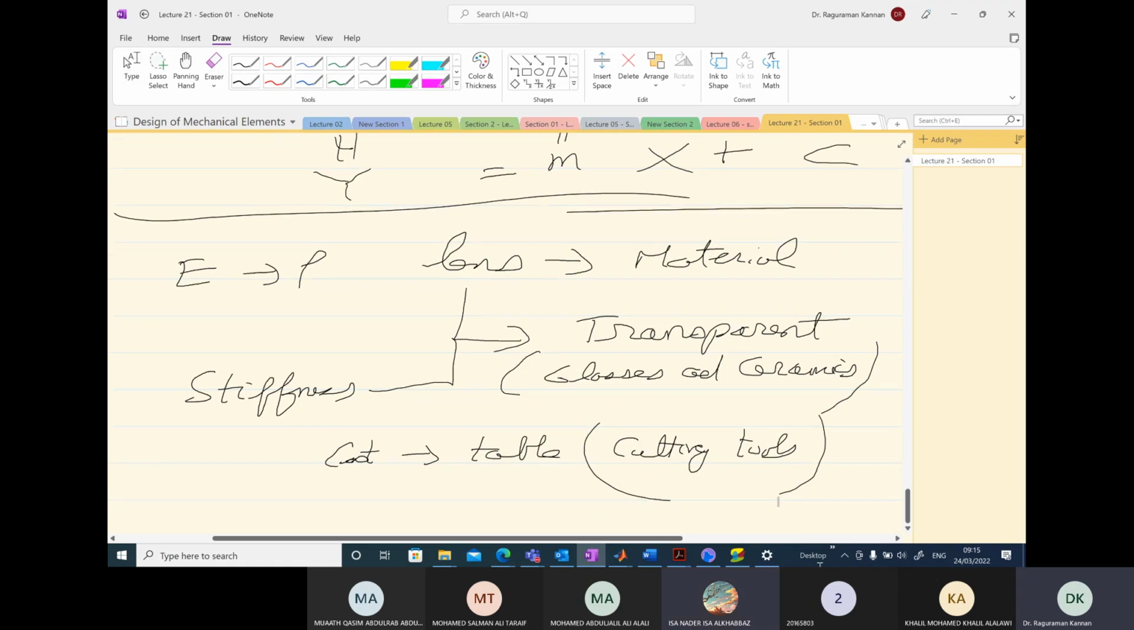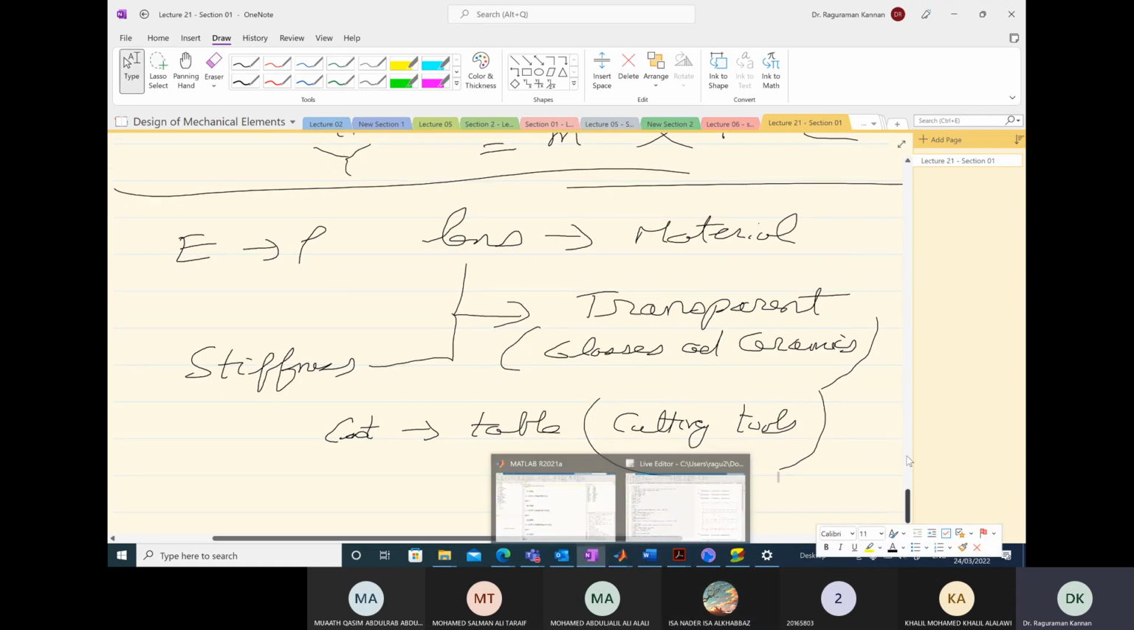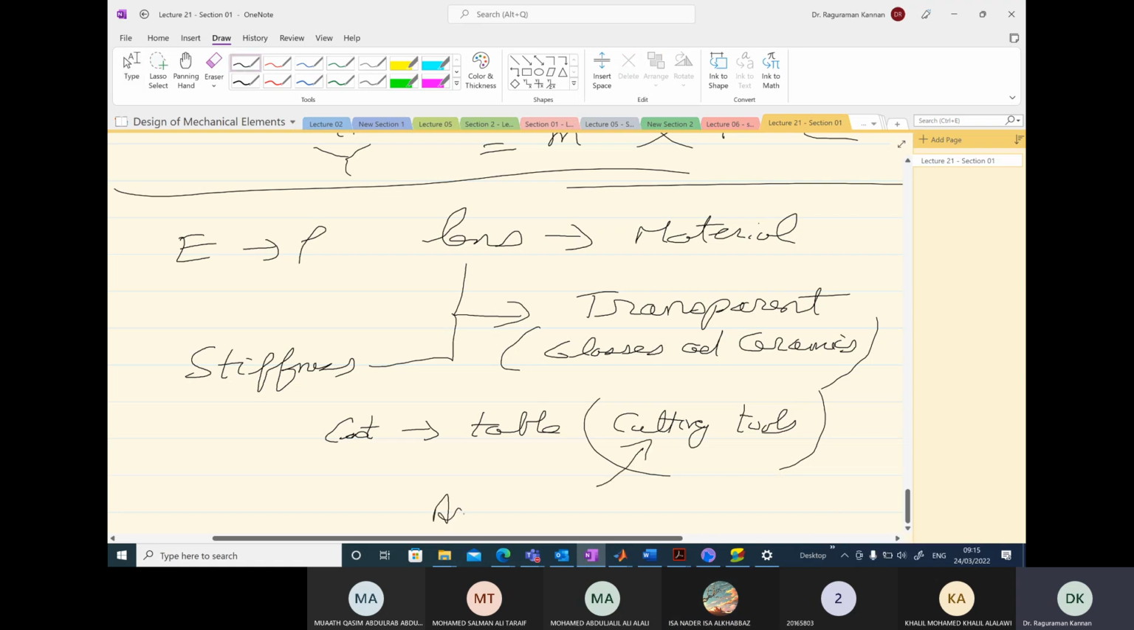Obviously, you have to choose a material. What is the material? Only diamond. Yes, obviously it has to be diamond, but it is going to be too expensive. So what do we do? Artificial diamonds. Okay, there are also artificial diamonds which are done.